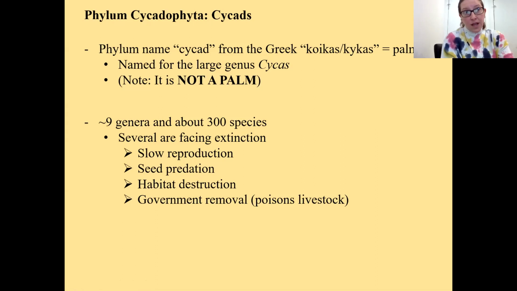Some animals and humans eat the seeds. And so if you eat the seed, in this case, it doesn't turn into another plant. Sometimes they face habitat destruction. Sometimes the places where they live get destroyed. And some species are actually poisonous to animals, and therefore governments sometimes remove them because they poison livestock. So lots and lots of members are facing extinction.